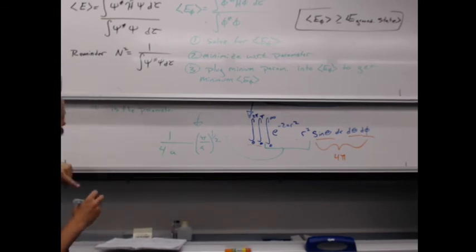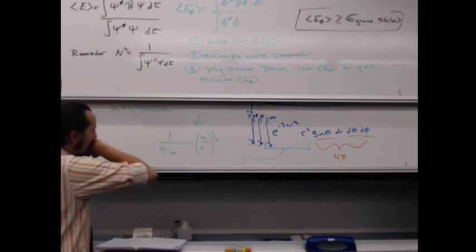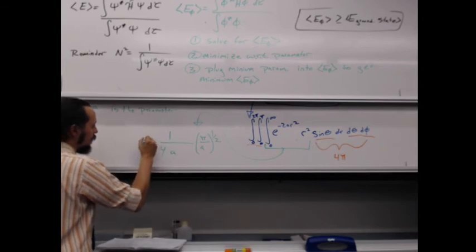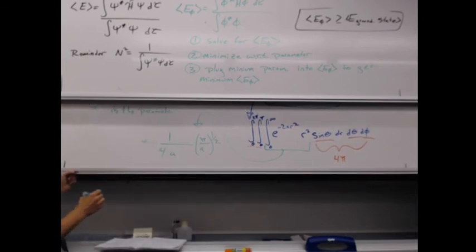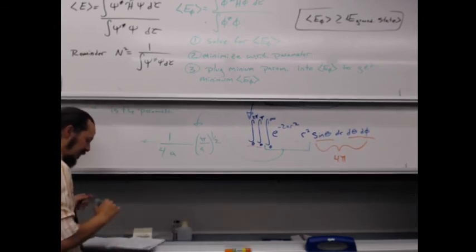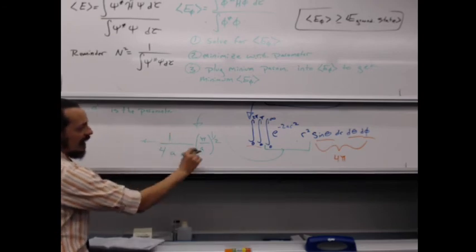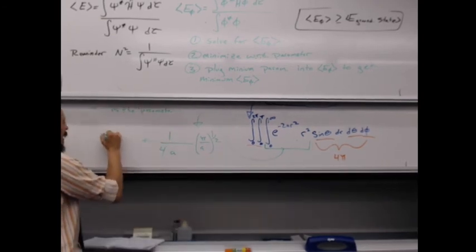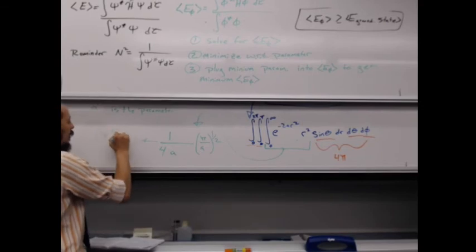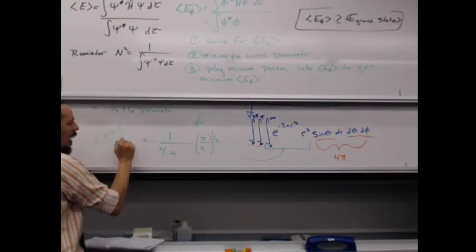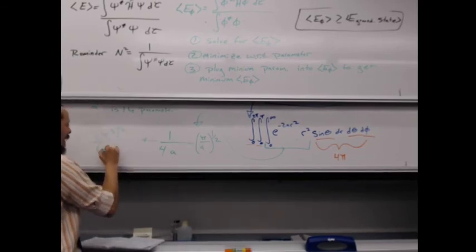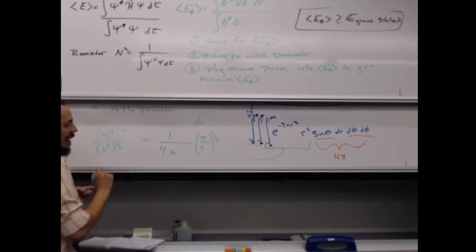Did I miss a power of 2? I might have missed a power of 2. This will give us, for the bottom part of the integral, if I bring the pi in, a pi cubed to the 1/2. I bring the a in, and that's going to give me an a cubed to the 1/2.